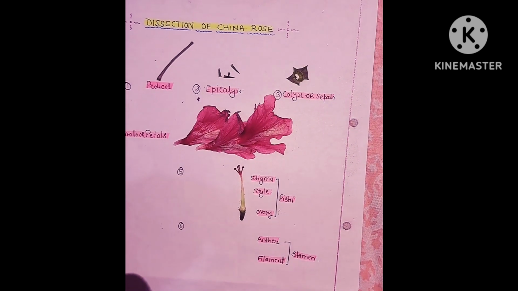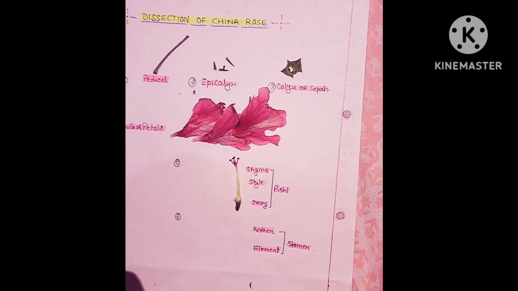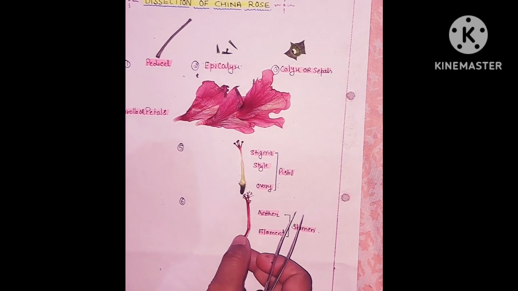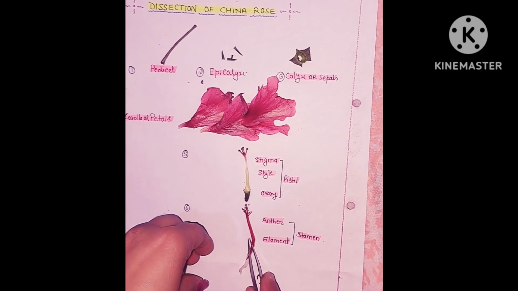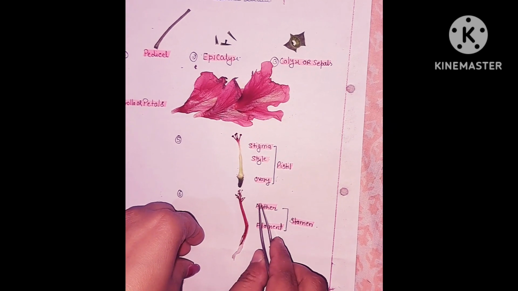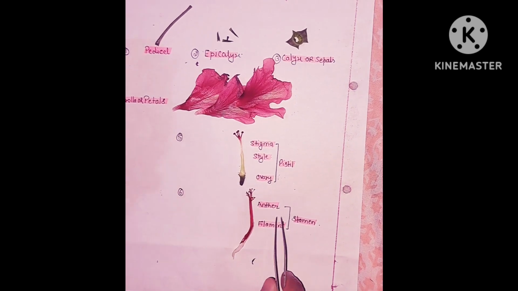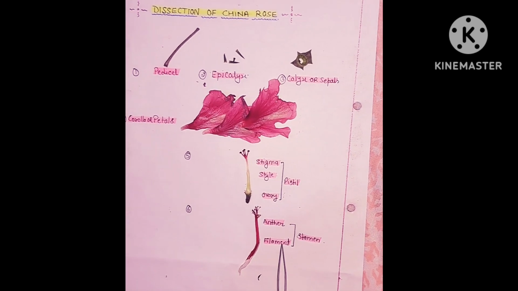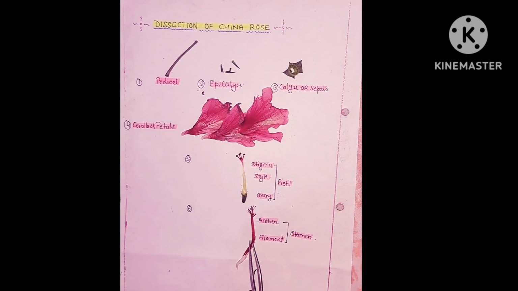Second one is male reproductive part of a flower, which consists of filament and anthers, and these are collectively called as stamen. This is male reproductive part of a flower.